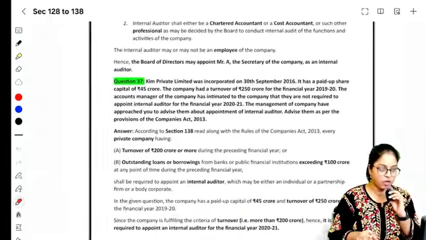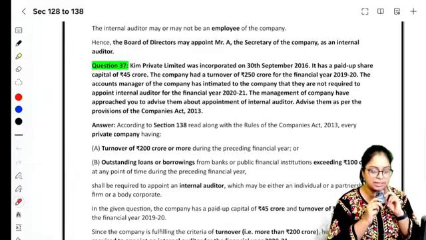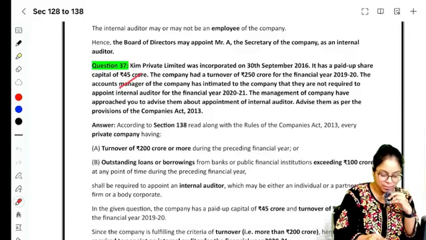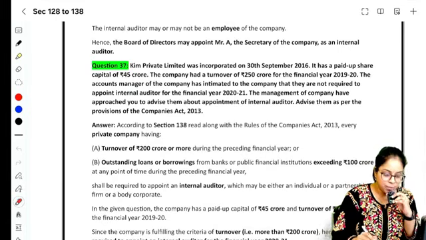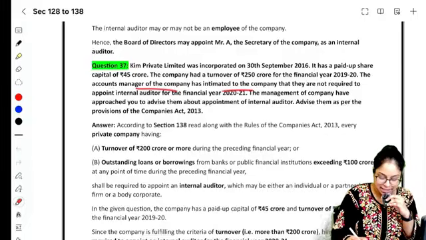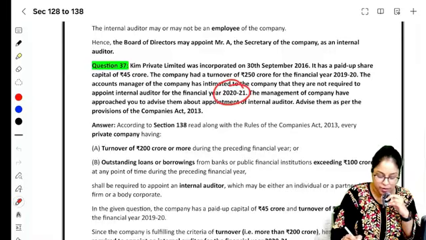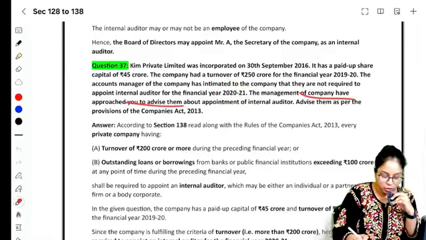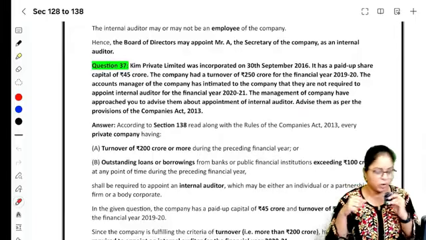And the last question of section 138 is Kim Private Limited was incorporated on 30th September 2016. It has a paid up share capital of 45 crores. It's a private limited company. So two conditions, turnover and borrowings. The company had a borrowing of 250 crores for the financial year 19-20. The accounts manager of the company has intimated to the company that they are required to appoint an internal auditor for 2020-21. The management of the company have approached you to advise them about the appointment of the internal auditor. What will be your advice?